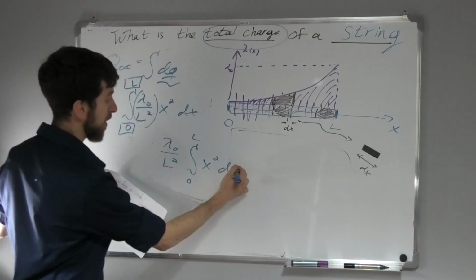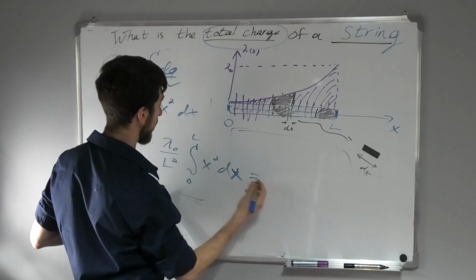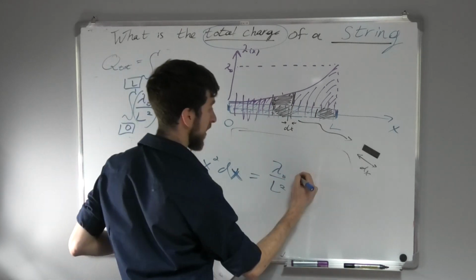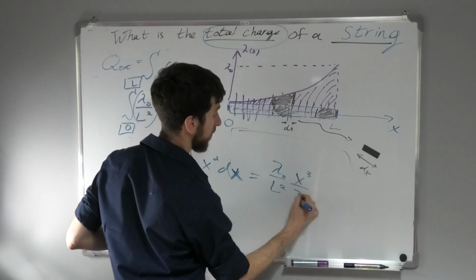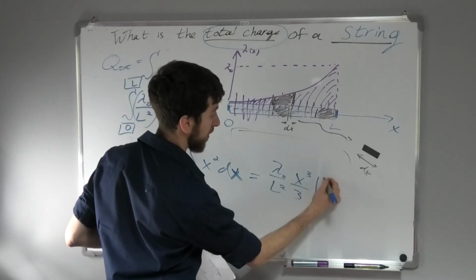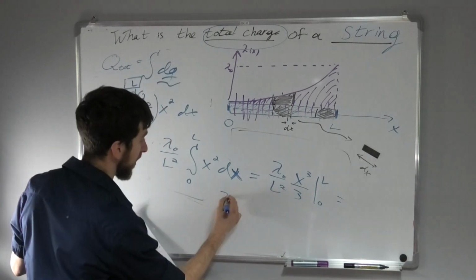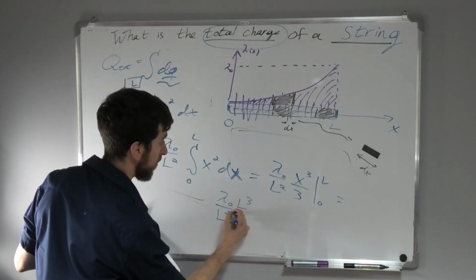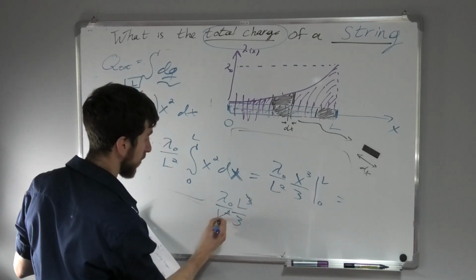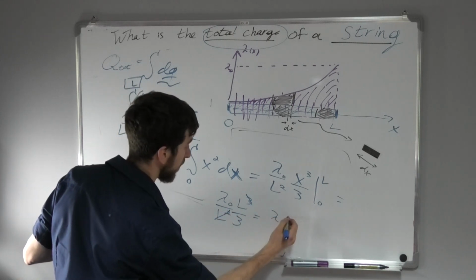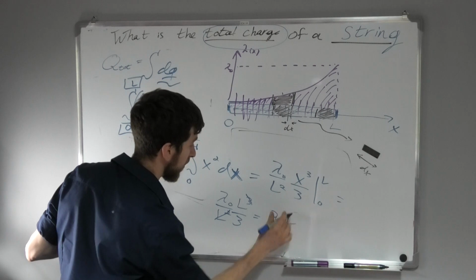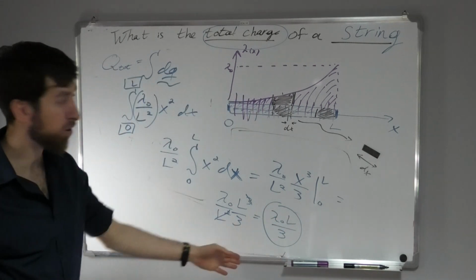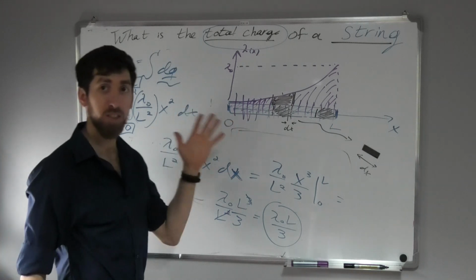This is a polynomial, so it's really easy to solve. So we have lambda 0 over L squared, x to the third over 3. With the boundaries, the final solution is lambda 0 over L squared times L to the third over 3. This one can cancel with this one, and we have lambda 0 L over 3. Perfect. So this is the solution. This is the total charge that I have on this string.